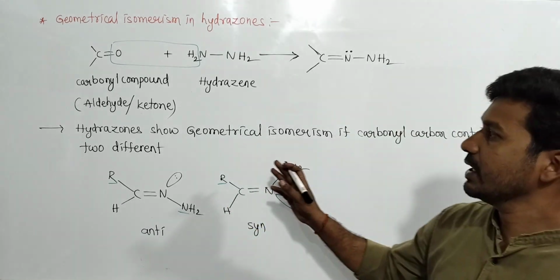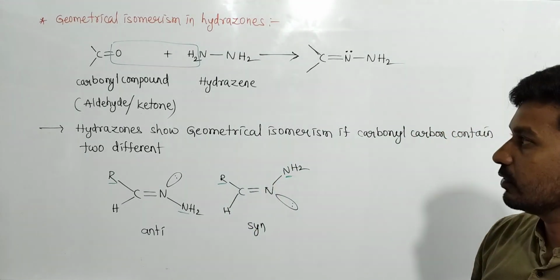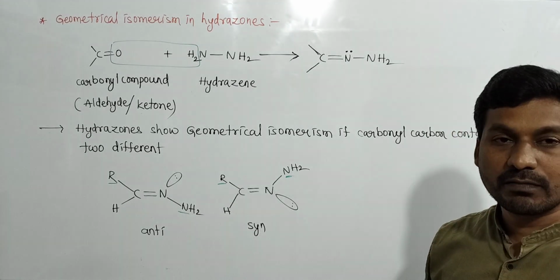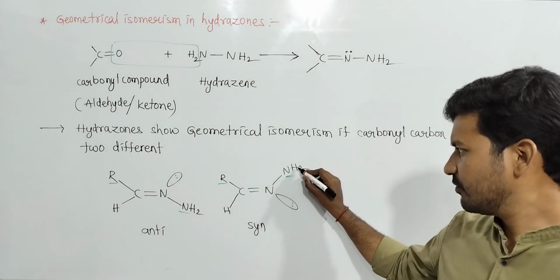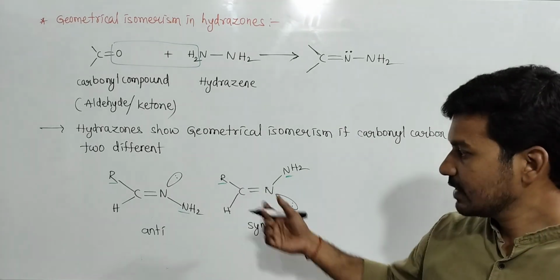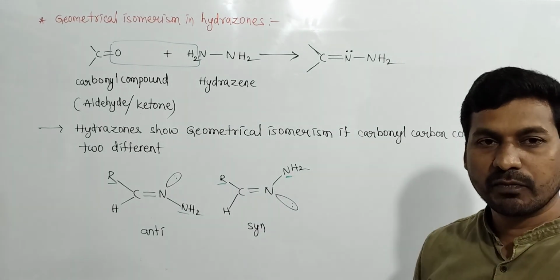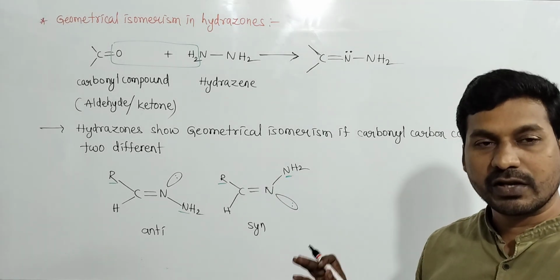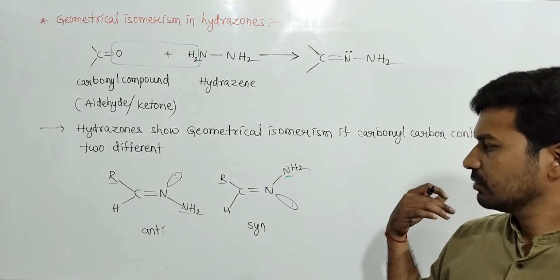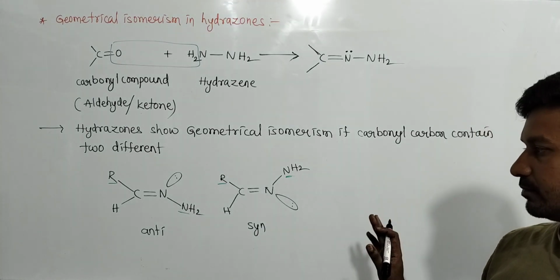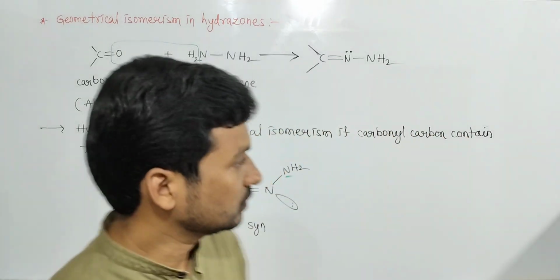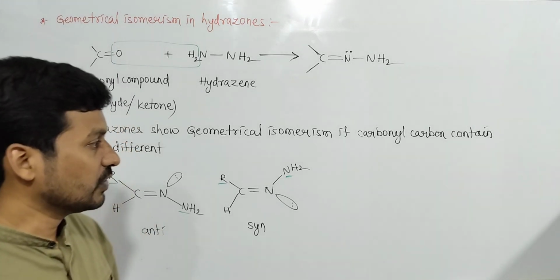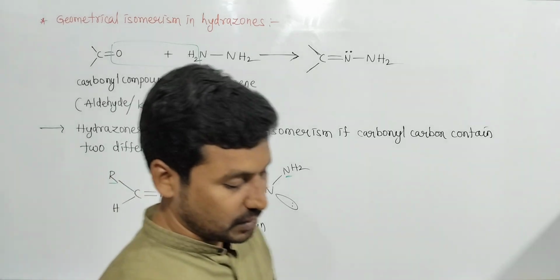Not only simple hydrazones, phenyl hydrazones also show geometrical isomerism, the same. Here, instead of hydrogen, Ph comes here, a phenyl group. That phenyl group doesn't make any difference with hydrogen. Phenyl hydrazone and hydrazone are the same in terms of geometrical isomerism. So hydrazones show geometrical isomerism. That's my point.